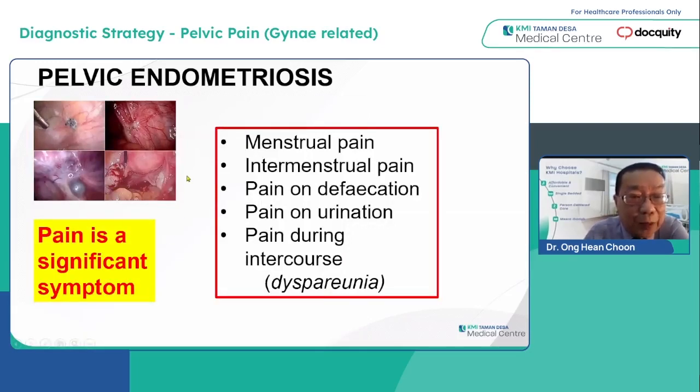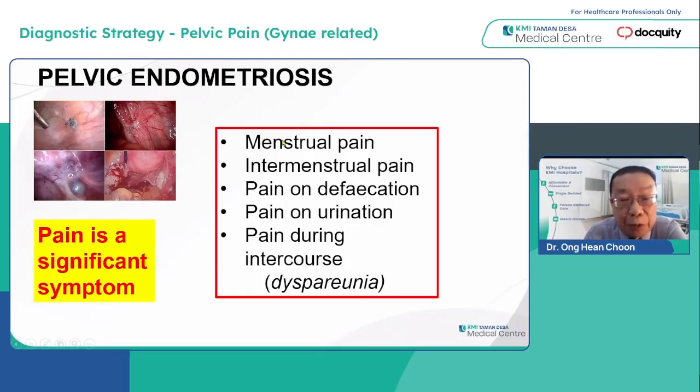In women with pelvic endometriosis, pain can be a very significant symptom. Some of them have no pain at all, and they may be discovered, especially when they go for investigations for infertility, and then a diagnostic laparoscopy is done where it's found. But in the symptomatic patients, pain is a significant symptom.